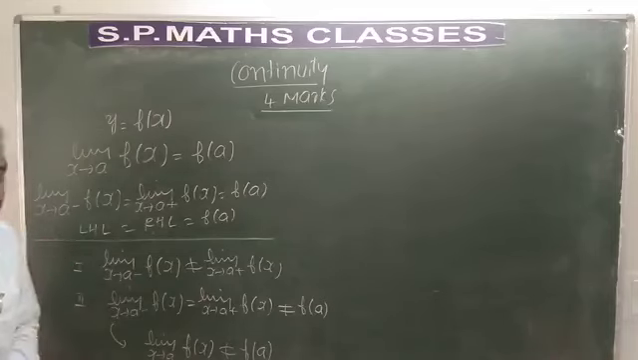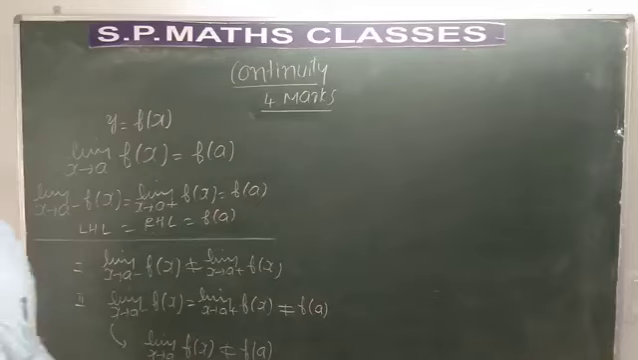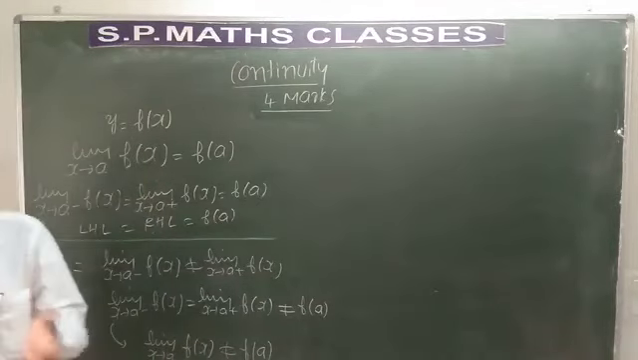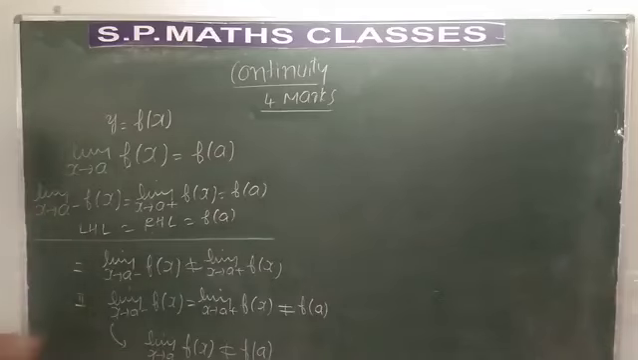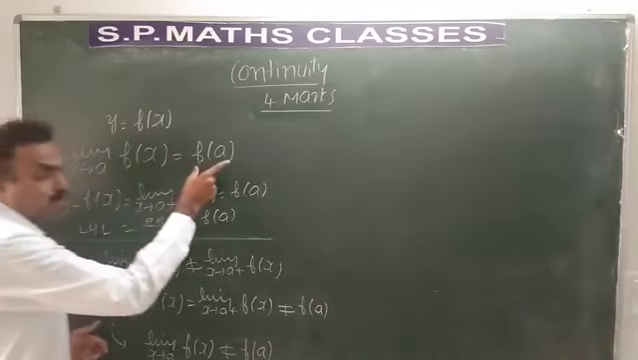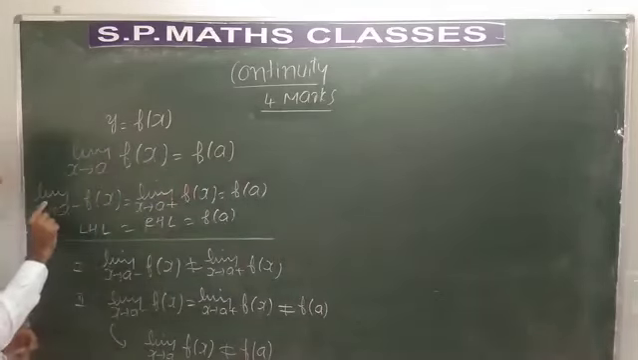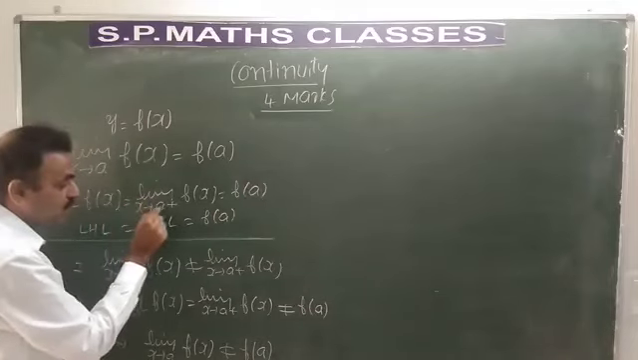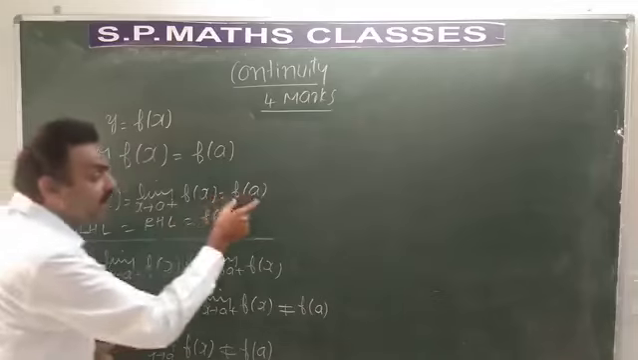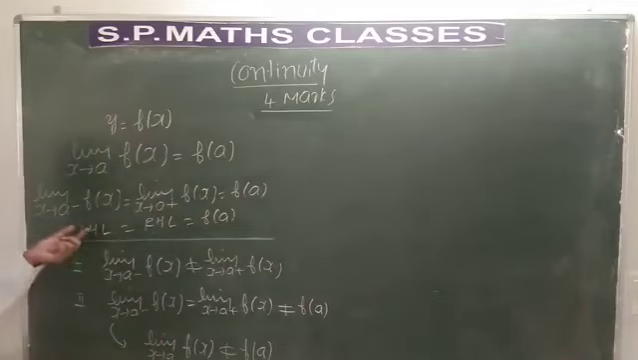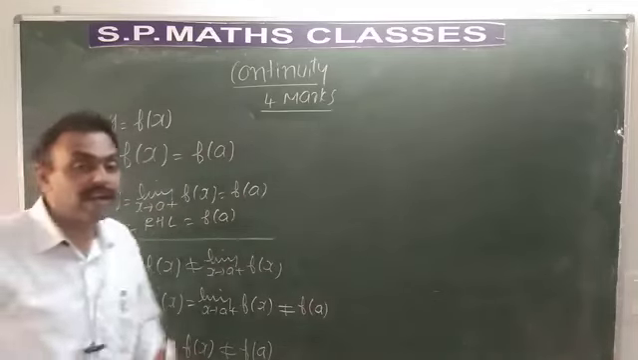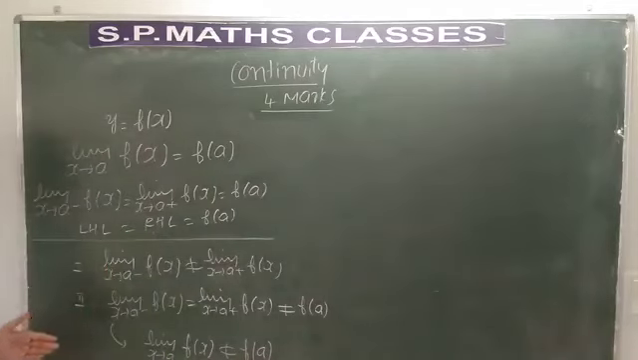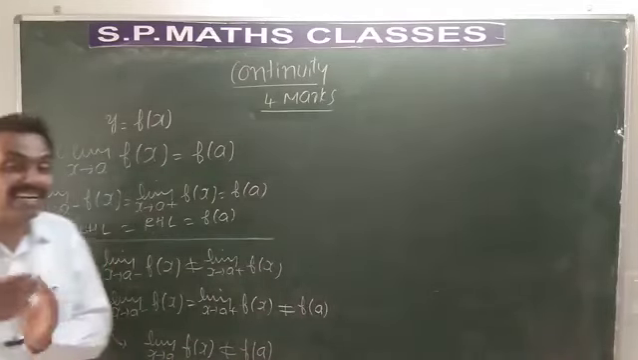Once again, understand students, you have to write them. A function y is equal to f of x is said to be continuous at x is equal to a if the limit as x tends to a of f of x is equal to f of a. That means the limit as x tends to a minus of f of x, the left hand limit, is equal to the limit as x tends to a plus of f of x, that is the right hand limit, that is equal to f of a. So when LHL is equal to RHL is equal to f of a, then the function f of x is said to be continuous.